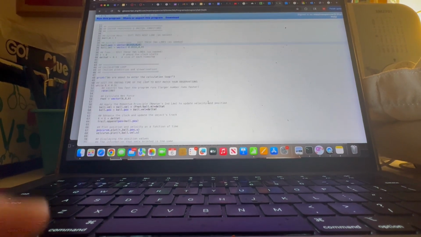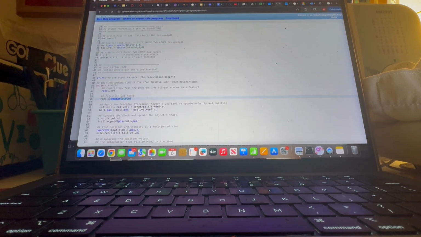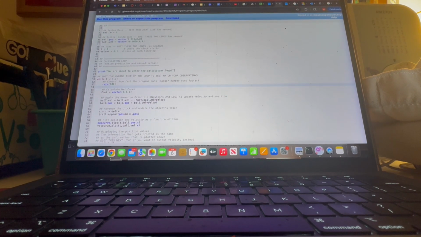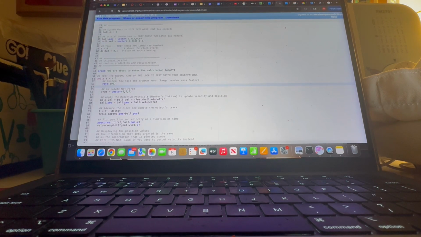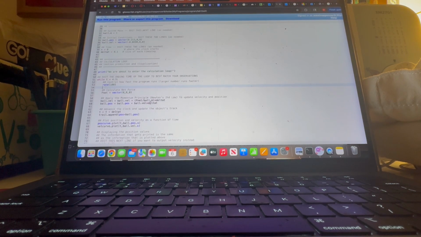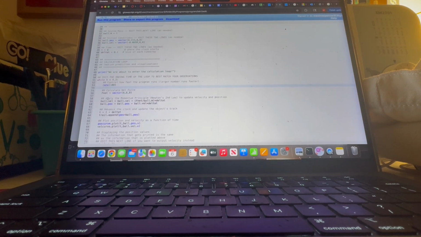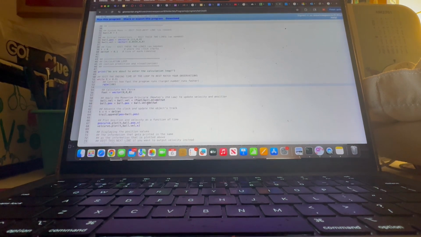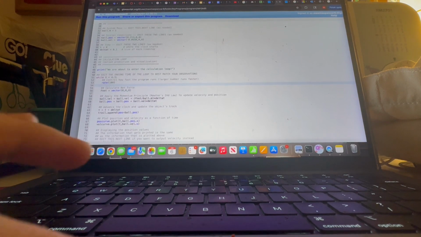And then of course, this net force is 0 because it's a constant velocity. And I used these kinematics. So basically the ball position equals initial ball position plus velocity times the change in time. And then velocity is velocity plus acceleration times time, which acceleration is 0 due to Newton's second law.